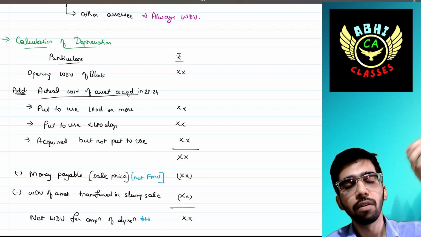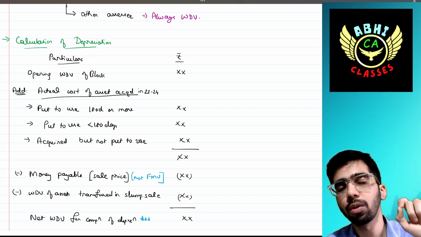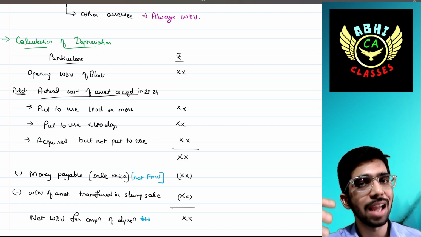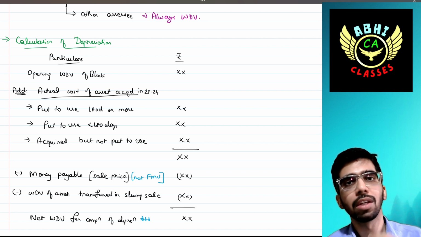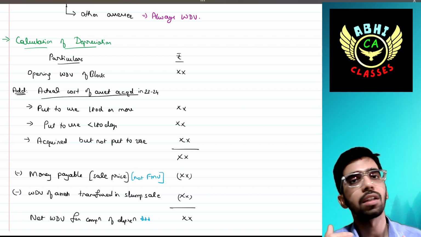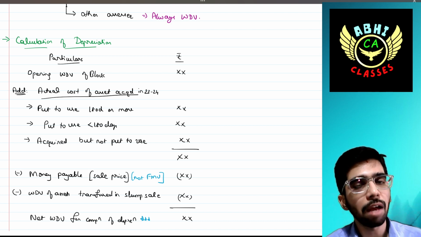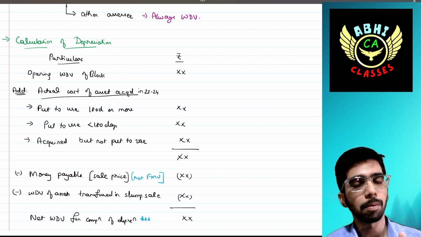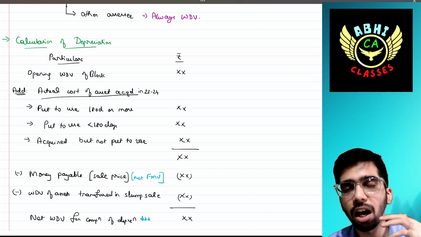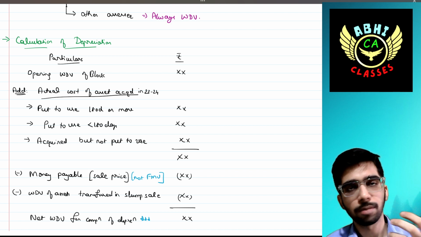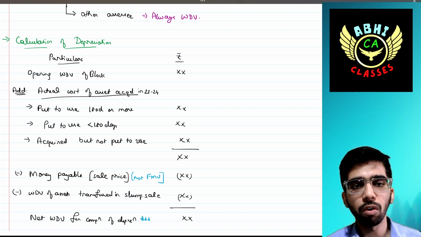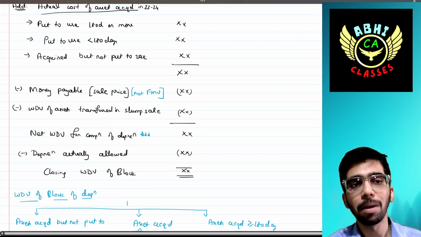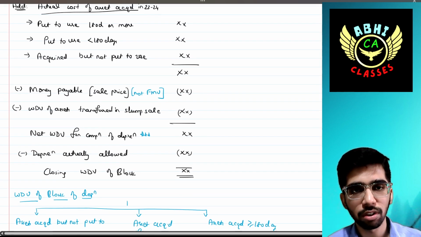For example, we have discussed some of the assets that have not been put to use, but depreciation should be claimed only for those assets which are put to use. If that asset is not put to use, then the depreciation cannot be claimed, but it must be added to the block of assets, right? So that also forms a part of that. If you add the actual cost that has been purchased in the previous year 23-24, then you will arrive at one figure, from which the money payable or sale price should be deducted.